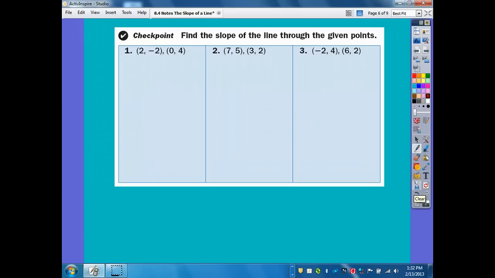Okay, and number 3. Let's go this way first. 4 minus 2 goes where?